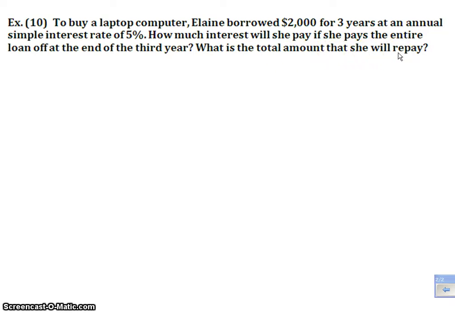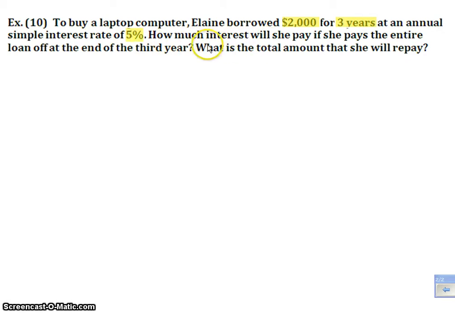Let's go back into the problem and highlight, you can underline, important information that we may need to solve this problem. $2,000 is what she borrowed. 3 years is a time. Simple interest rate of 5%. So 5% is our rate.